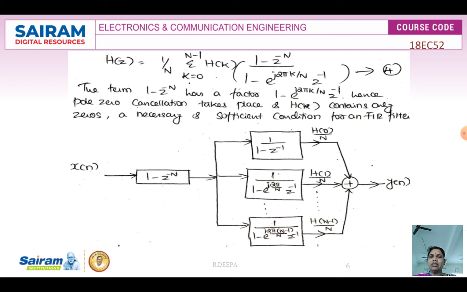If you observe this equation 4, 1 minus z power of minus N has a factor. If I factorize this, it will have a factor equal to 1 minus e power of j 2 pi k by N into z inverse. Hence we can cancel the zero and the pole, and zero-pole cancellation will take place, and the remaining H of k contains only the zeros, that is, it will have only the numerator part, which is nothing but the necessary and sufficient condition for an FIR filter to have linear phase.